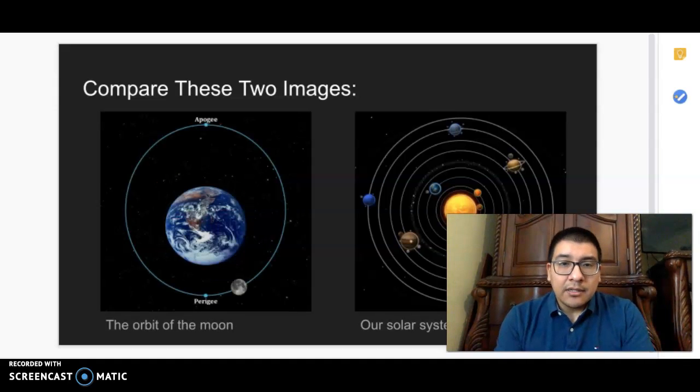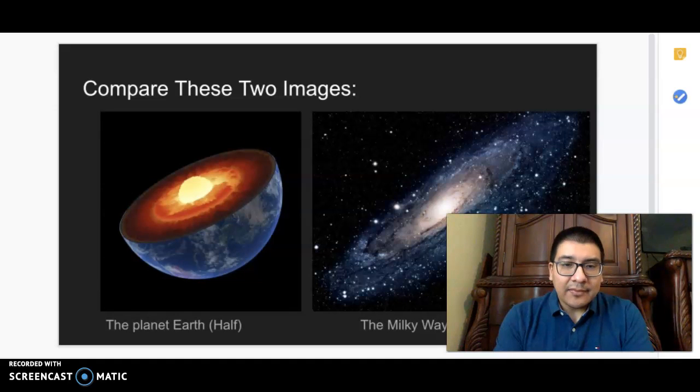Take another minute to compare these two. This is the orbit of the Moon and our solar system. And finally, take another minute to compare the planet Earth and the Milky Way galaxy.